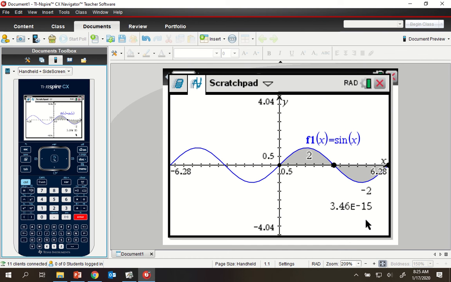So anything below the x-axis is a negative area. Anything below the x-axis is a negative area. So that's how we're able to actually do some of these. So the total together is going to be 0. Does that make sense now? You guys believe me a little bit better? Yes. Okay.